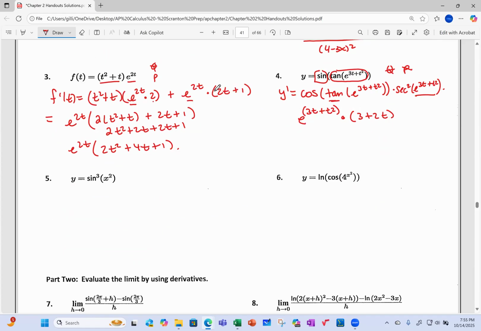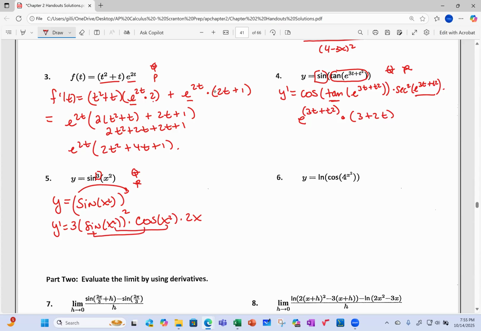In number 5, is it a quotient? No. Is it a product? No. But it's a function within a function. The outside this time is a cube. So I'm going to take that power to the outside. And how we differentiate a power function is by dropping down the 3, repeating the inside, decreasing the power by 1, and the derivative of sine is cosine. Repeat the inside and times it by the derivative of the inside, which is 2x. Okay, because the derivative of sine is cosine. Repeat the inside and then times it by the derivative of the inside.